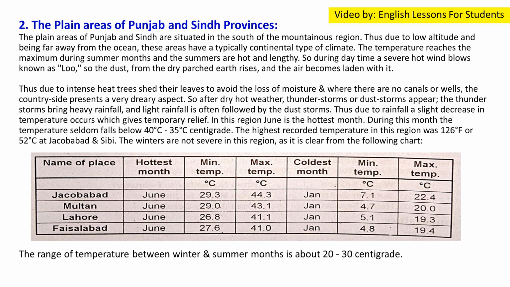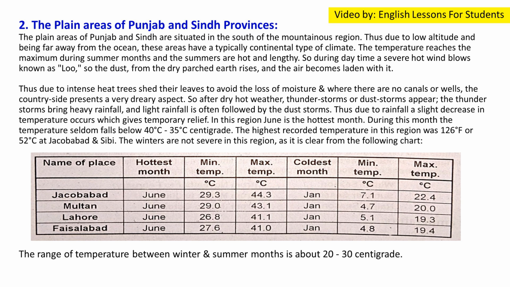So, during daytime, a severe hot wind blows, known as Lu. So, the dust from the dry, parched earth rises and the air becomes laden with it. Thus, due to intense heat, trees shed their leaves to avoid the loss of moisture, and where there are no canals or wells, the countryside presents a very dreary aspect.